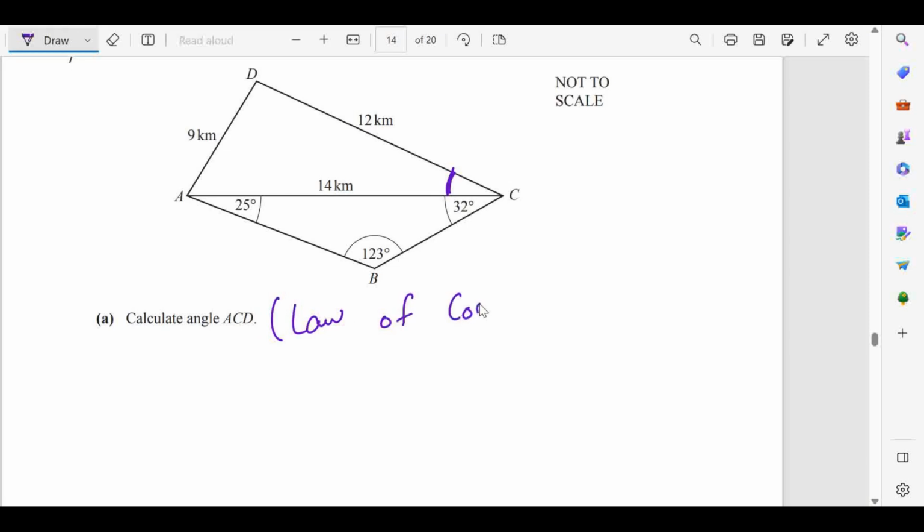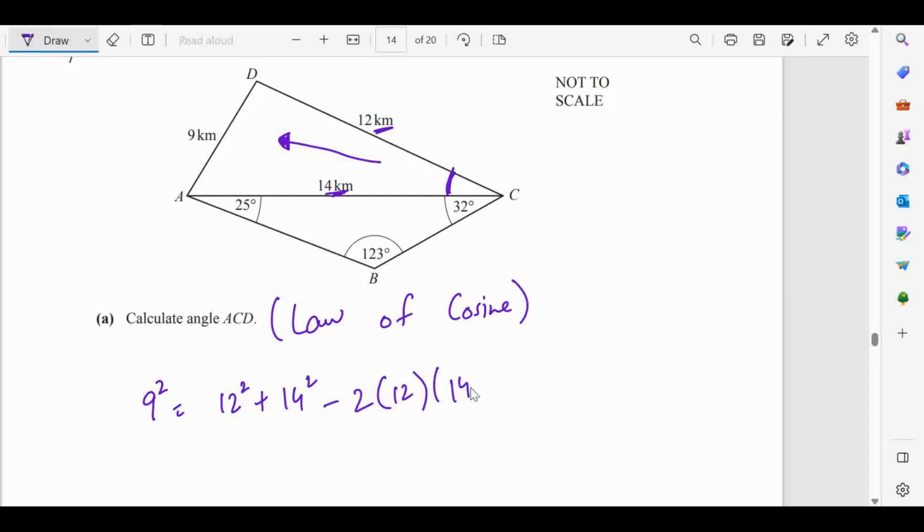law of cosine. So if we use the law of cosine, we can write 9 square, which is the opposite side of this angle, will be equal to 12 square plus 14 square, the squares of the other two sides, minus 2 into 12 into 14 cos of angle ACD.